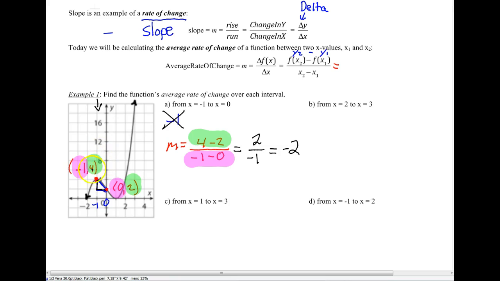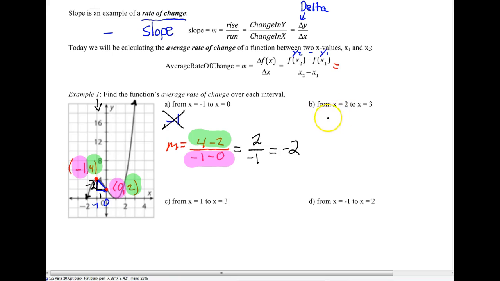Now, if you can catch on early that they're counting by twos, you can say, well, that's going to go down 2 and over 1, and you still can get the same slope. But it leaves up all these possibilities for mistakes if you're just trying to count squares. So formula is probably a good way to go.